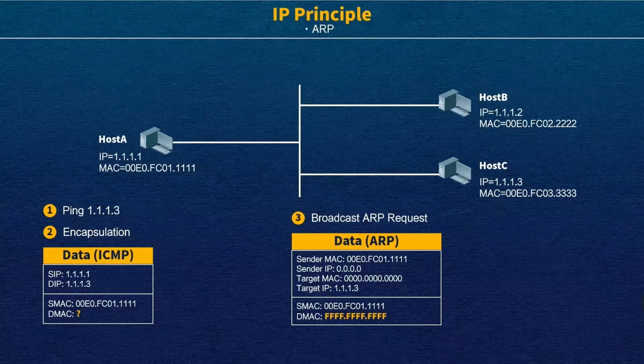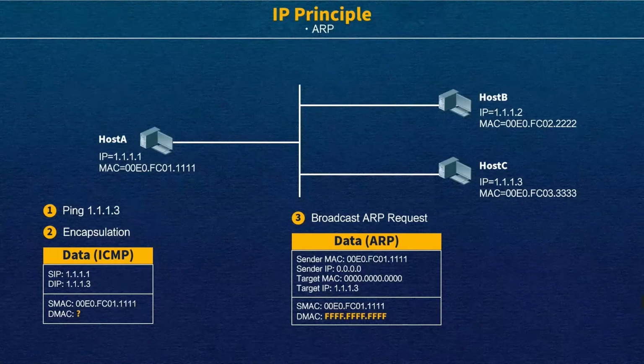And then this ARP message will directly add the data link layer header. That means adding the source MAC address and the destination MAC address. The source MAC address is the MAC address from host A's network card, 00E0FC01.1.1.1. And the destination MAC address will become FF. Okay, so this is the ARP request.